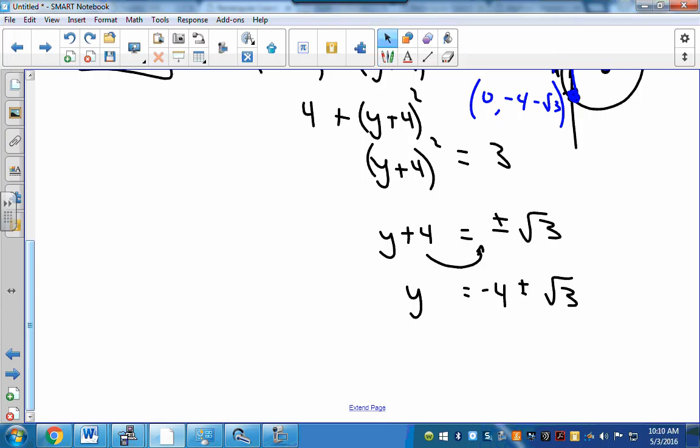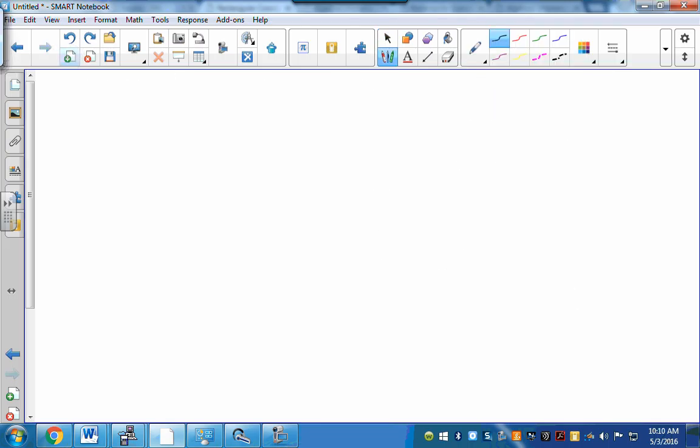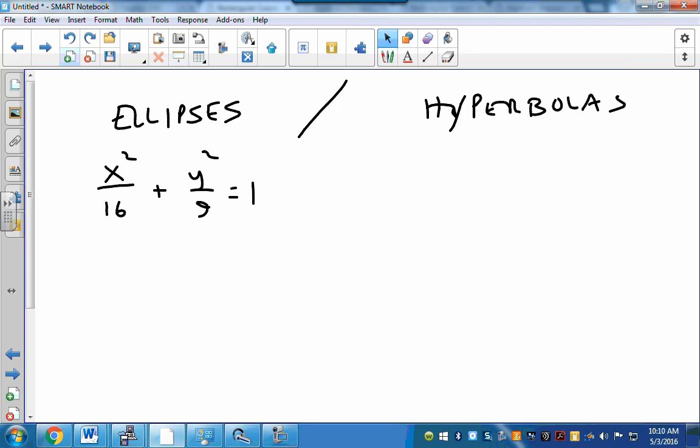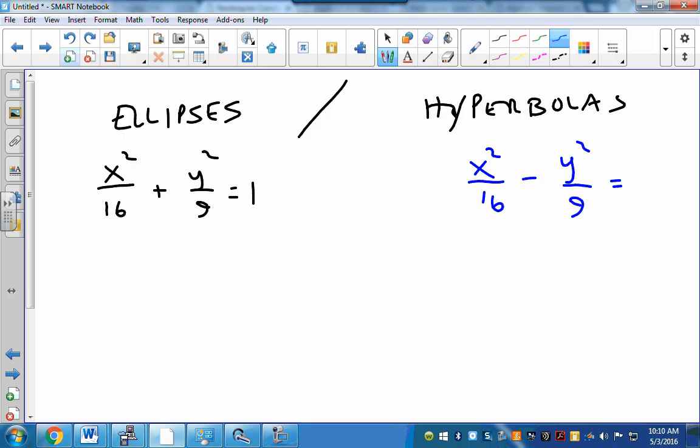Okay. Ellipses. Hyperbolas. There's lots and lots and lots of similarities between ellipses and hyperbolas. Let me do an ellipse example, and then we'll do the hyperbola example, and you'll see they're almost the same. Here's a nice example. X squared over 16 and y squared over 9 is equal to 1. The hyperbola is going to be x squared over 16 minus y squared over 9 is 1.